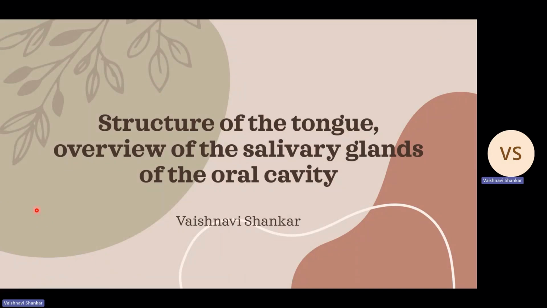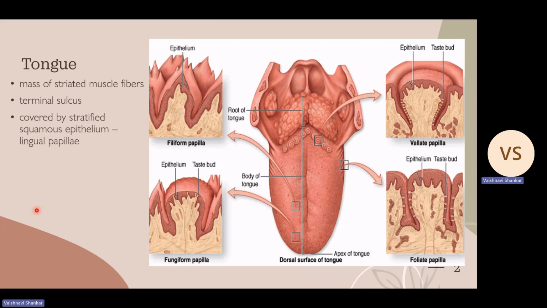In this video, I'll be talking about the structure of the tongue and an overview of the salivary glands of the oral cavity. The tongue is a mass of striated muscle fibers covered by a mucous membrane whose structure varies according to the region. The tongue's dorsal surface is irregular and covered anteriorly by a great number of eminences called papillae. The posterior third is separated from the anterior two thirds by a V shaped groove called the terminal sulcus.